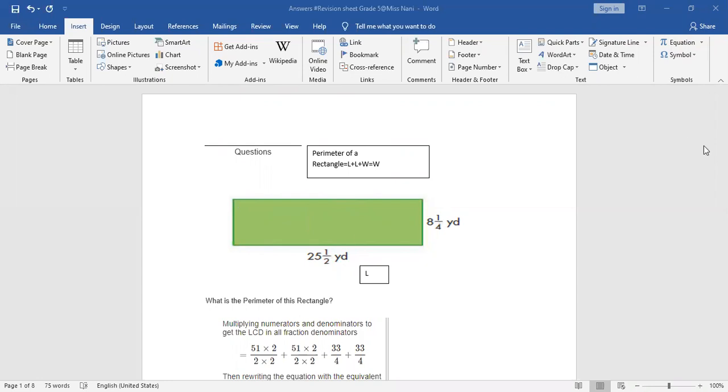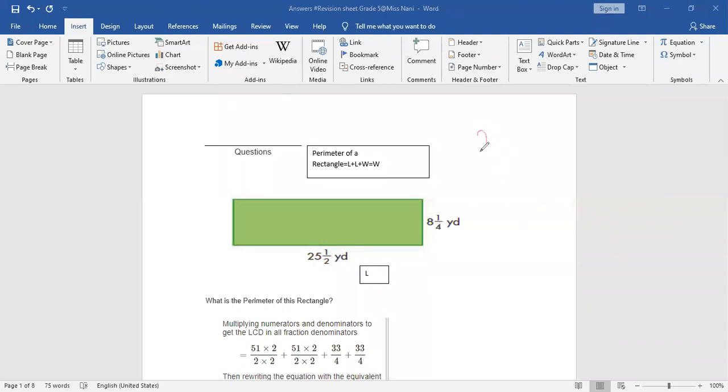Okay. So what's my length here? My length is 25.5 yards. What's my width? It's 8.25. So how can I add 25.5 plus 25.5? Let me write it with you.